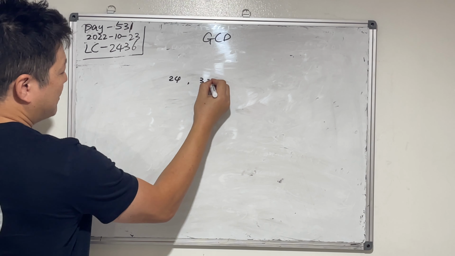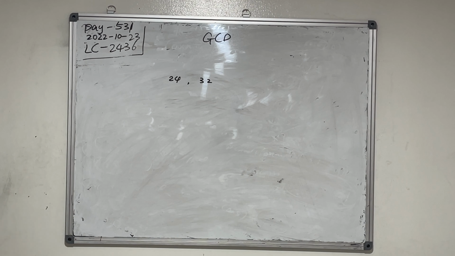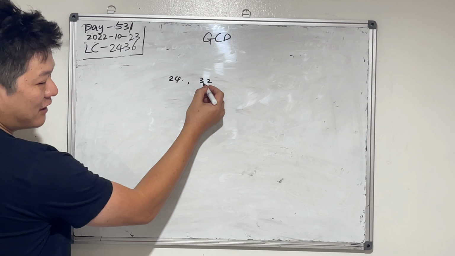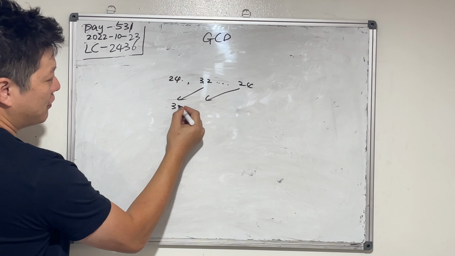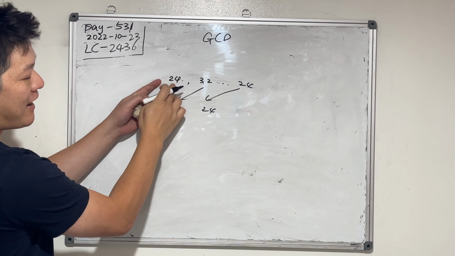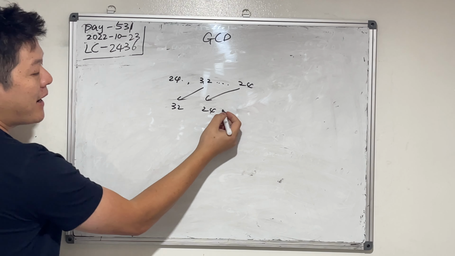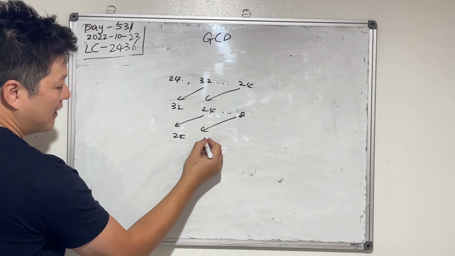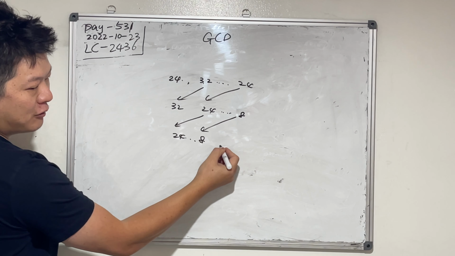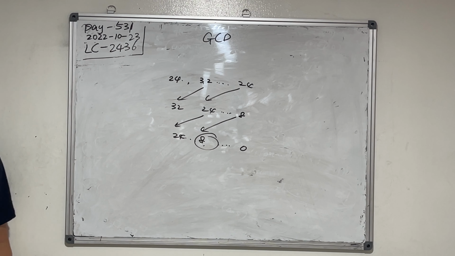24 and 32, what's the greatest common divisor? Is it 8? Yes, 8. How do you do it? 24 divided by 32, remaining 24. Move it here, shift it. So basically, when A is smaller than B, we just swap it around. 32 divided by 24, remaining 8, right? Then 24 divided by 8, remaining 0. What is remaining 0? This is 8, okay? This is the way we calculate the greatest common divisor.